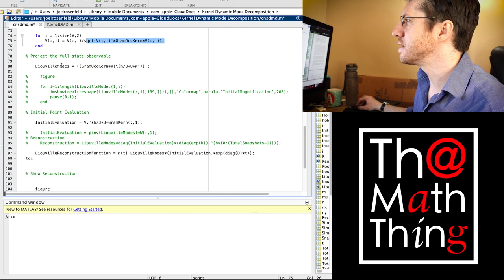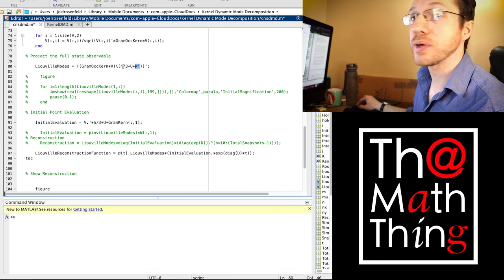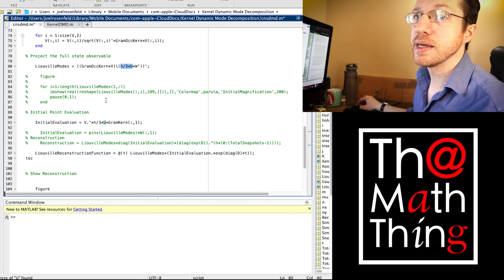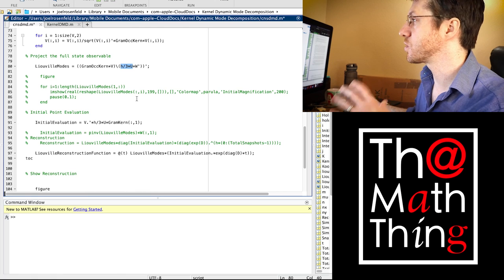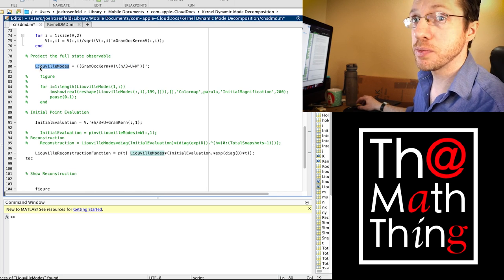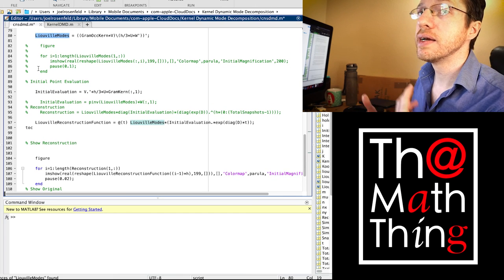And then I have my Liouville modes, which I get by inverting this against all of this. This is the integrals over W by using this U and multiplying by H over 3. So wherever I multiply by this, it's going to take an integral of certain portions of the other matrix it's hitting. That gives me my Liouville modes, and this is what I'm going to use to break down all of my state variables.